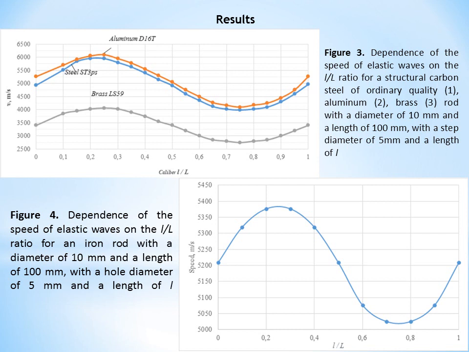For rods with an asymmetric hole, there are also two characteristic areas, in which the velocity differs from the wave velocity in a one-dimensional rod by around 3%. The extreme speed of the wave is reached when the depth of the hole is about 0.25 and 0.75 of the length of the rod. For iron, the maximum speed was 5,376 meters per second. The minimum speed was 5,025 meters per second.